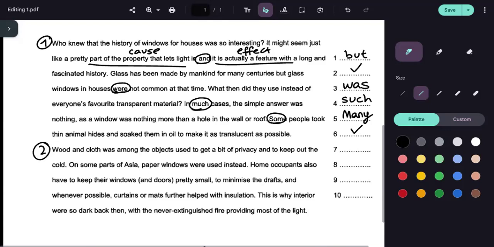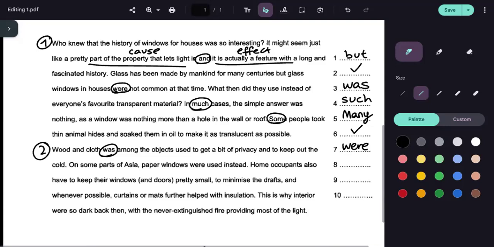Okay, "wood and cloth was among the objects used to get a bit of privacy and to keep out the cold." Wood and cloth were. The answer is "were" because "was" is for singular, "were" is for plural. Right? "On some parts of Asia, paper windows were used instead."